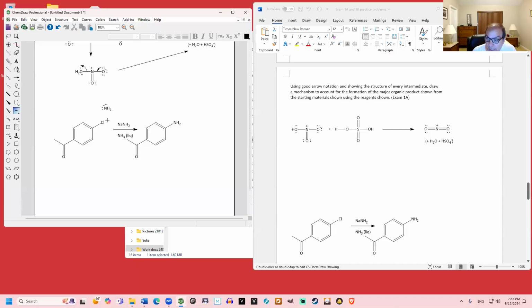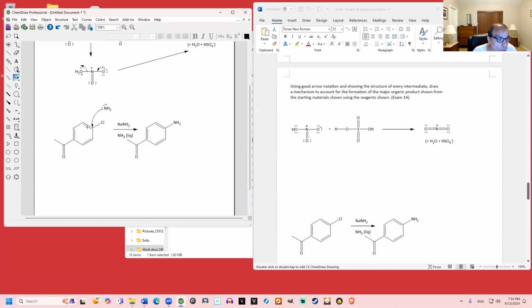And one of the things I'm going to make a huge point of on Monday is that when you're given alkali metal salts, the alkali metal doesn't play any role in the reaction. So NaNH2 is NH2 minus, just like NaOH is OH minus. NaOCH3 is CH3O minus. You don't even write the sodium. It doesn't play any role in the mechanism. It's just a counterion.